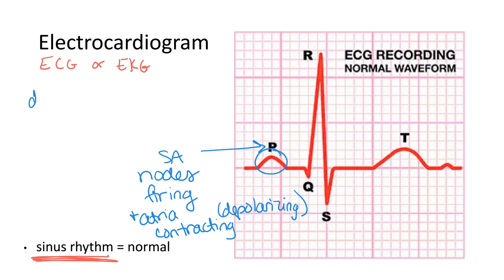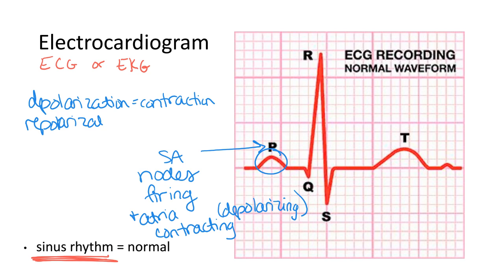When we see a depolarization, that signals that contraction is happening. And when we see a repolarization, when it dips back down, that signals relaxation happening. So the SA node is firing during that P wave, the atria are contracting, and we've got depolarization of the atria happening there. It's a small little wave because, remember, atria don't have a big giant contraction.